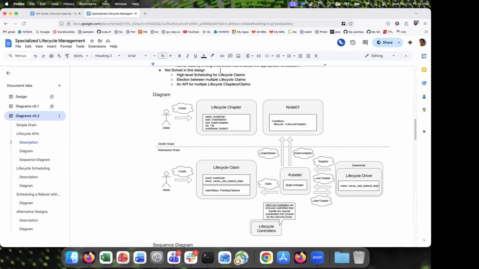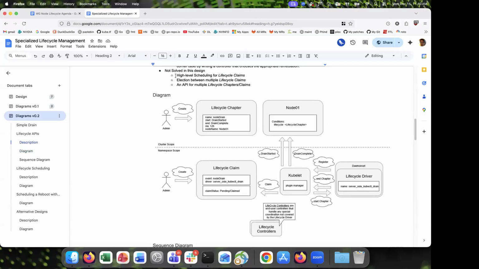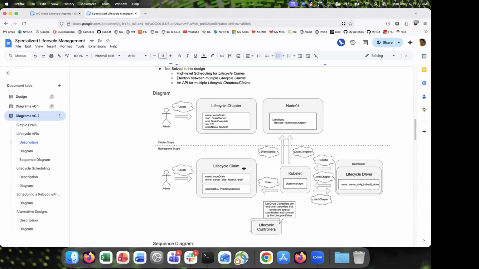There's some things that are not solved in the design, and I haven't listed here. And I think those were some questions from last time, is that I'm not solving in this the high-level scheduling for these claims. This absolutely deserves some more design, and I've thought about that a little bit, but we probably won't get to it today. But the idea is that these claims need to be scheduled in some way. It probably wouldn't be an admin that would do this. And then what's also not solved is an election between multiple claims. So the problem here is, what if you had 4 of these claims? How does the kubelet pick one? Something I'm not solving here. So I'm basically assuming that there'd be one.